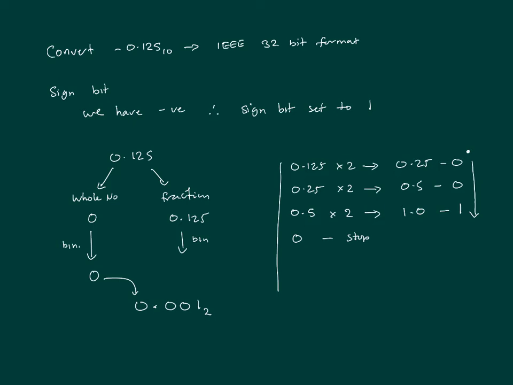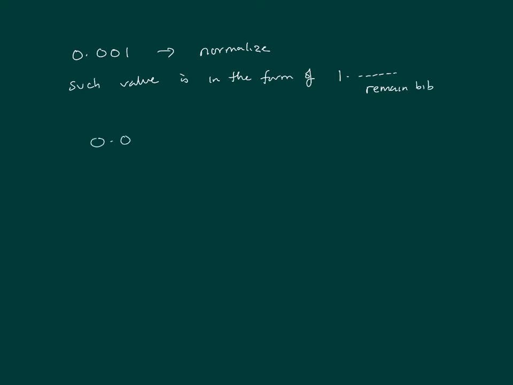Okay, so the next thing we need to do is normalize. So we have 0.001 and I need to normalize such that the value is in the form of 1 point and the remaining bits. So we have 0.001. So I need to shift the decimal place to the right.